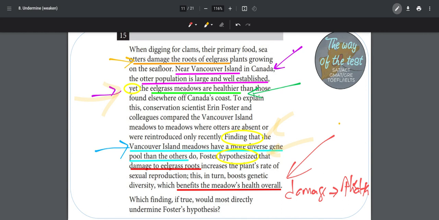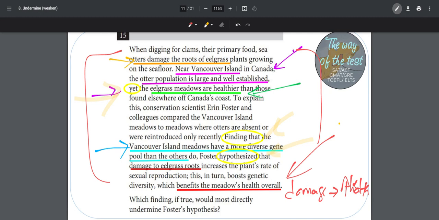And the direct contradiction will be, oh, this damage doesn't benefit the meadows' health, or basically contradict any of the previous premises. Like, they are not really damaging the eelgrass, or people thought the otters were damaging the eelgrass plants, but they are not really damaging the eelgrass plants. Others were actually chewing on rocks. I don't know, but we're going to try to contradict the hypothesis.